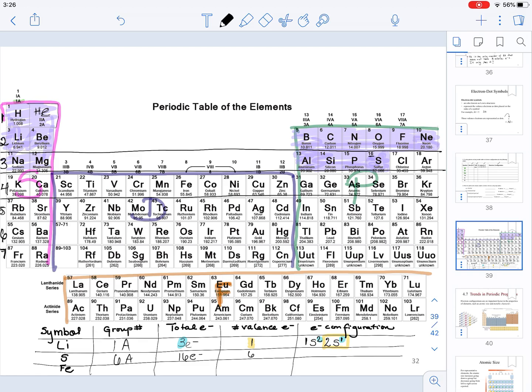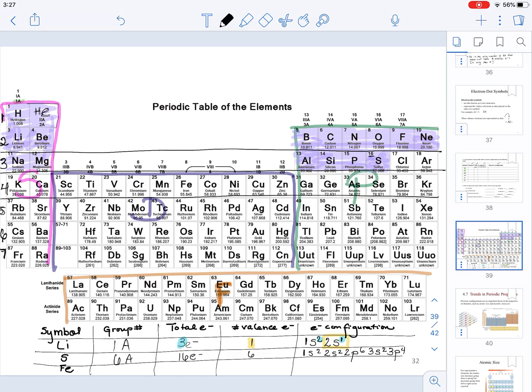Let's write its electron configuration. Starting at level 1, S block, there's 2 boxes. Level 2, S block, 2 boxes. Then we move across the periodic table. Level 2, P block, 6 boxes. Then we proceed to level 3, S block, 2 boxes. And then we go level 3, P block, there are 4 boxes, okay?